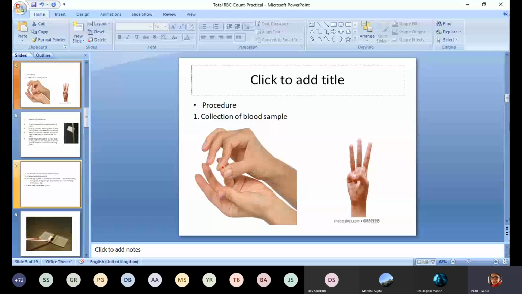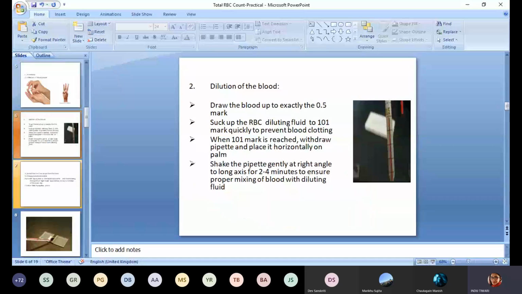So immediately after you collect or form a drop of blood on the surface of the finger following pricking, what you should do is use the RBC pipette to suck this blood up to the mark of 0.5. You know that in the case of the RBC pipette, there is a marking, there is 0.5, there is 1, and then there is 101. So you have to draw the blood up to the 0.5 mark.